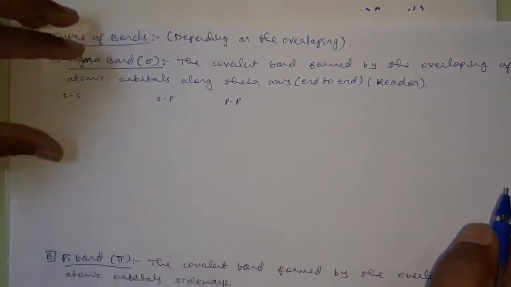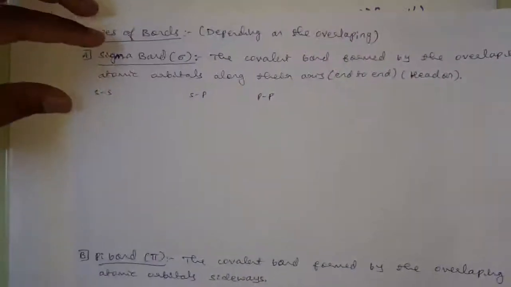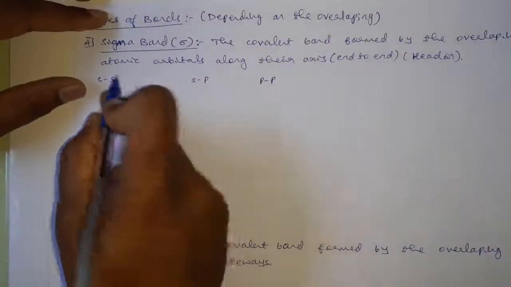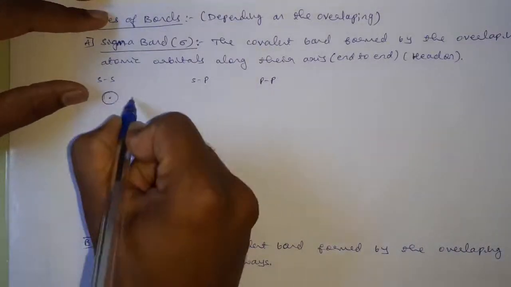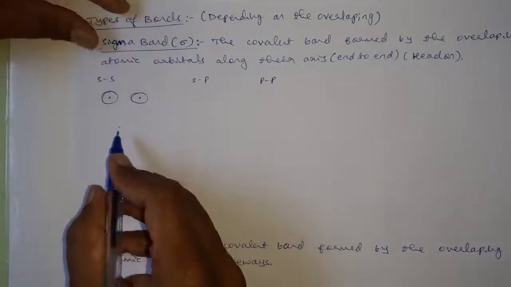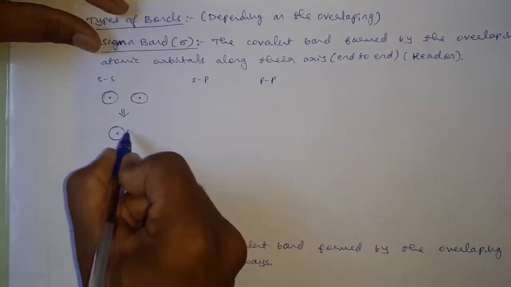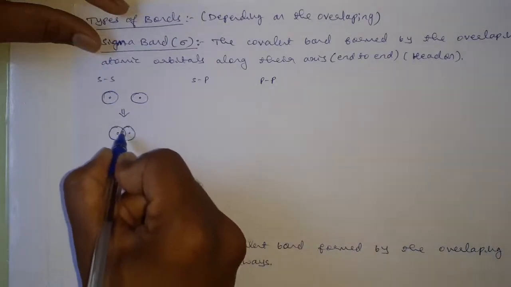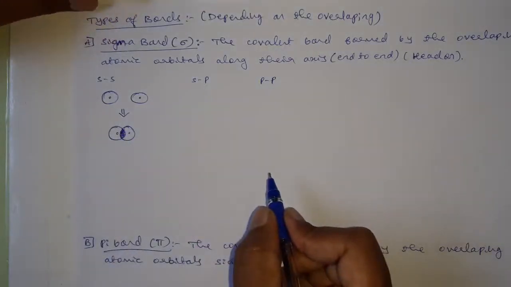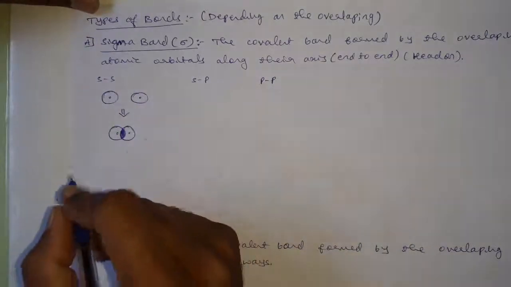Consider ss overlapping. The ss overlapping or the ss sigma bond is the bond formed by the overlapping of two s orbitals. When the two s orbitals overlap each other, this is the overlapping position. This results in the formation of a sigma bond, and that sigma bond is called ss sigma bond.